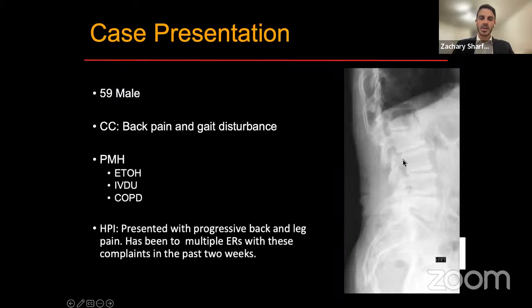So this patient is a 59-year-old male who presented with back pain and gait disturbance as his chief complaint. His past medical history is significant for alcohol use, IV drug use, and COPD. He presented with this progressive back and leg pain, and he had actually visited multiple ERs over the past 2 weeks with this same complaint and was shifted around from ER to ER.